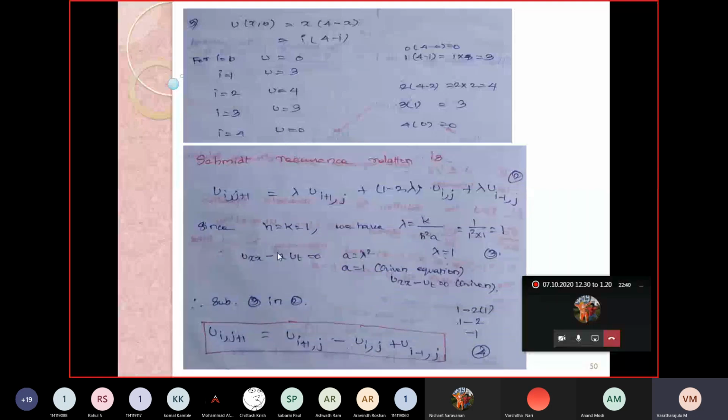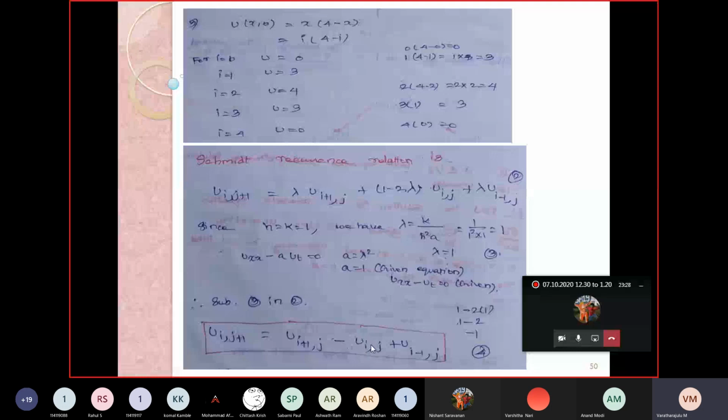Therefore, the schematic recurrence relation becomes, when lambda is equal to 1, what will happen here? 1 into the value u(i+1, j) plus 1 minus 2 into lambda. Lambda becomes 1. Therefore, this term becomes minus u(i, j) plus u(i-1, j). This is the derived schematic relation for finding the unknown for this particular problem. Based on this equation number 4, we are going to solve the problem and see what was there in the relation.